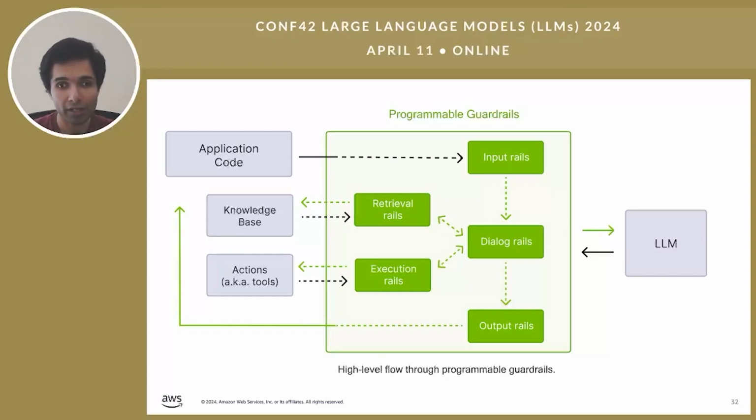Then you have the dialog rails, which is to influence how the LLM is prompted, and they operate on the canonical form messages. You have the retrieval rails, which are applied on the retrieval chunk. In the case of, say, a RAG scenario, a retrieval rail can reject a chunk or prevent it from being used to prompt the LLM. You have the execution rail, and finally you have the output rails. So these are 5 different levers which you can control, and you can write your config in a config.yaml.